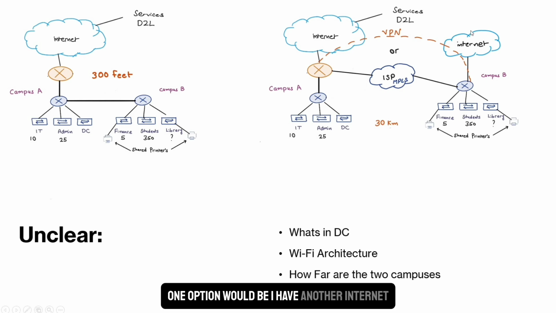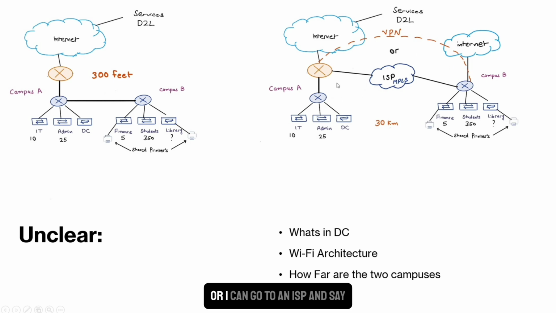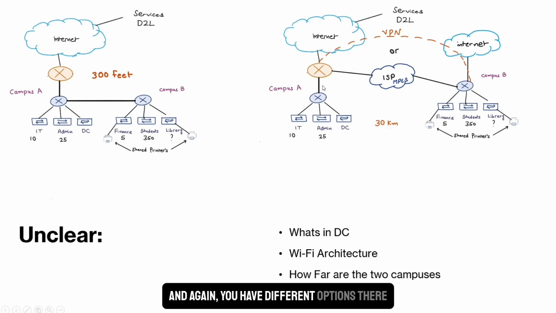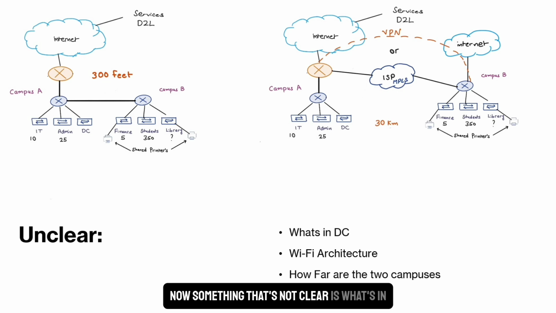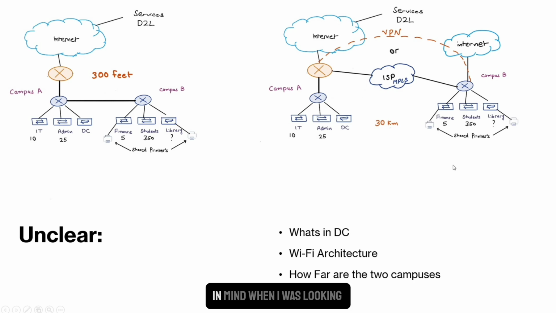One option would be I have another internet at that site and then I create some sort of VPN between these two sites, so they still look like they're one. Or I can go to an ISP and say, can you please give me a private link and connect these two devices? And again, you have different options there. You could use MPLS, layer 3, layer 2. You can use EoI, wavelength, or options that your ISP is able to provide. Now, something that's not clear is what's in the DC really. And these are some questions that I had in mind when I was looking.